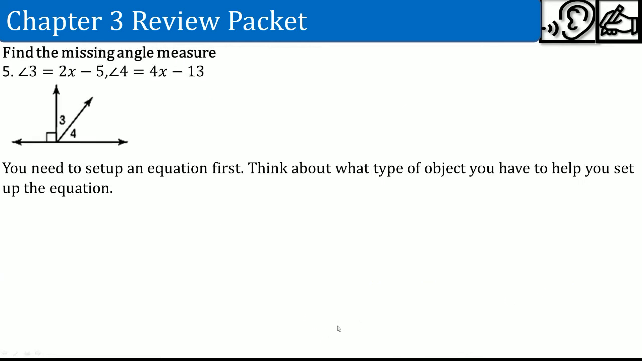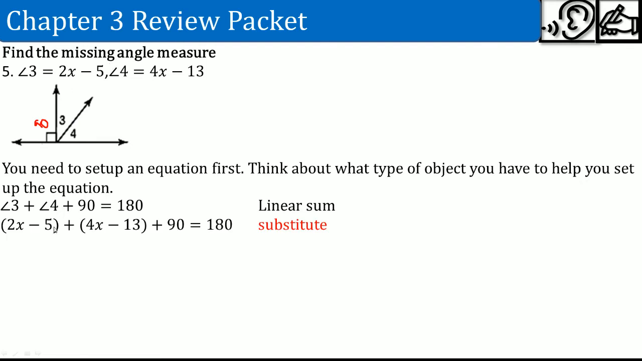Next, 5. Same thing as before. Please understand that this is 90 degrees. So it would be a linear sum of angle 3, angle 4, and 90 degrees. We know that angle 3 here is 2x minus 5. We know that angle 4 here is 4x minus 13.